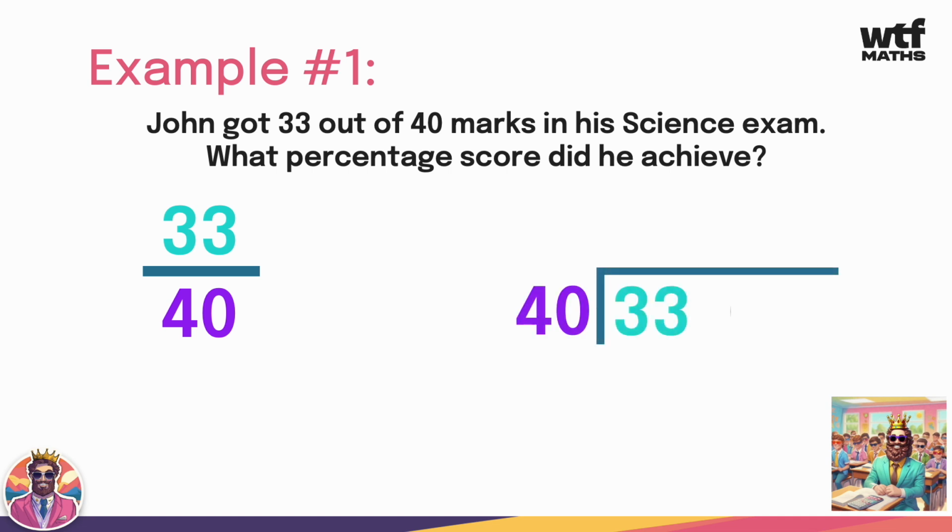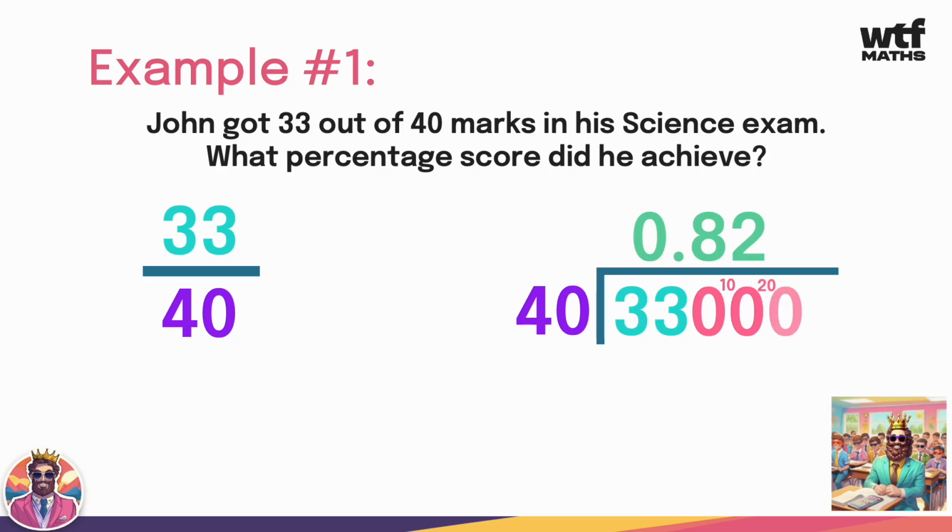So how many times does 40 go into 33? Well, it doesn't. It goes in 0 times. So what we're going to do is add a 0 and a decimal point. How many times does 40 go into 330? Well, it goes in 8 times, but there was 10 left over. So let's keep going. If we add another 0, how many times does 40 go into 100? Well, it goes in twice, but there's still 20 left over.